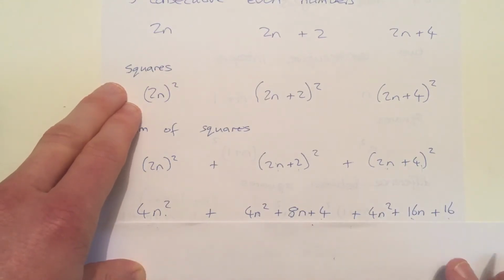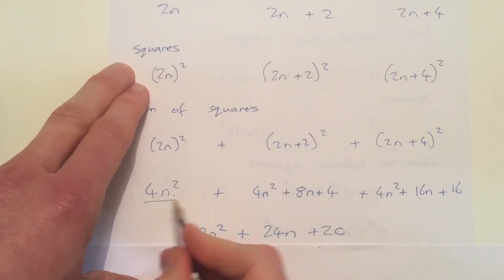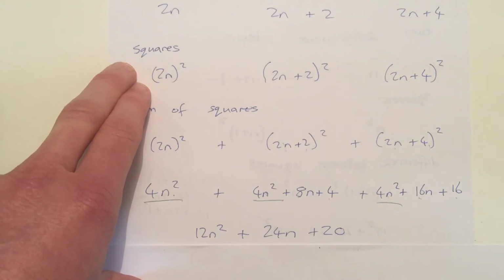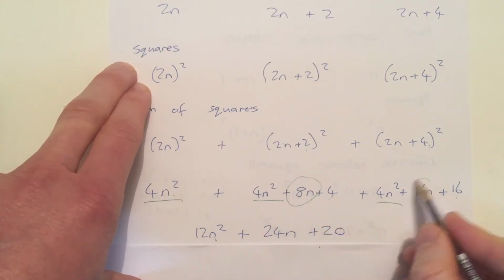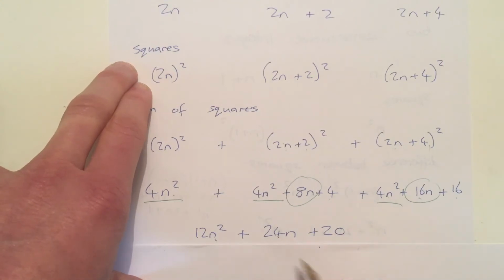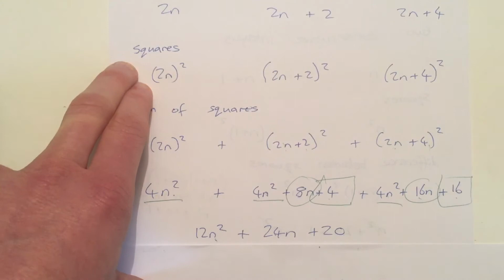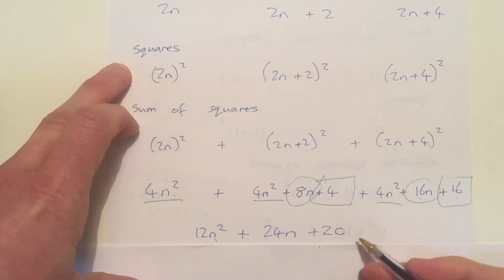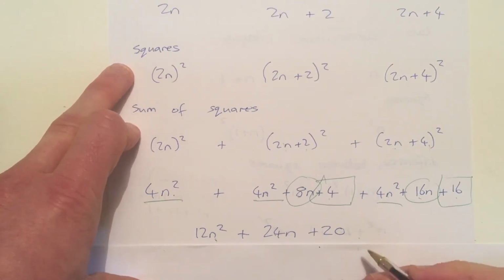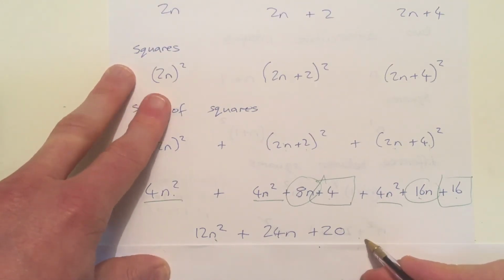We are now going to collect up the like terms here. So I've got 4n squared plus 4n squared plus 4n squared is 12n squared. I've got 8n plus 16n is 24n. And then I've got the 4 plus the 16 is 20. So this expression is the sum of the squares of three consecutive even numbers.